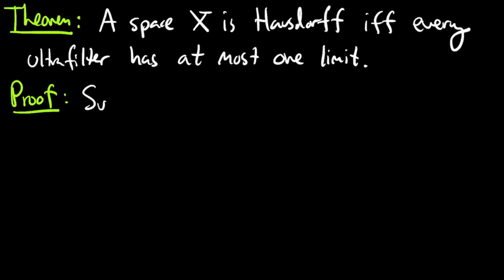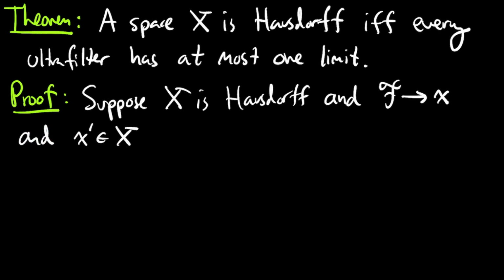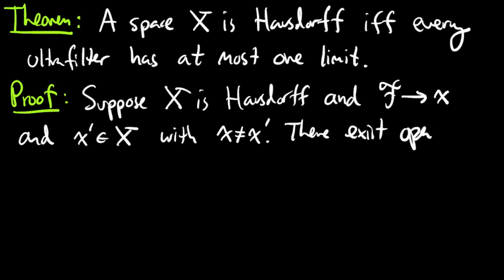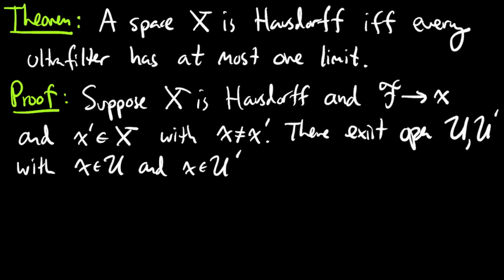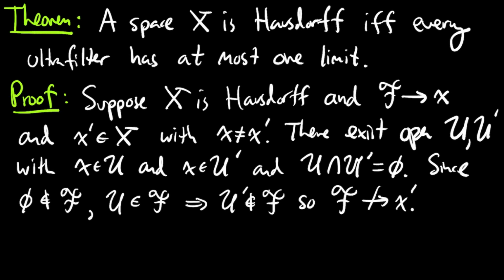Now, another really great theorem you can prove is that a space X is Hausdorff if and only if every ultrafilter on that space has at most one limit. And you can prove this by supposing you have a Hausdorff space and an ultrafilter. If you take two different points, X and X prime, the ultrafilter can't converge to both because there are these disjoint open sets that separate the two points. And the ultrafilter can't have both of them in it because it would then have the intersection in it, which is empty. That's not possible if the ultrafilter is proper.